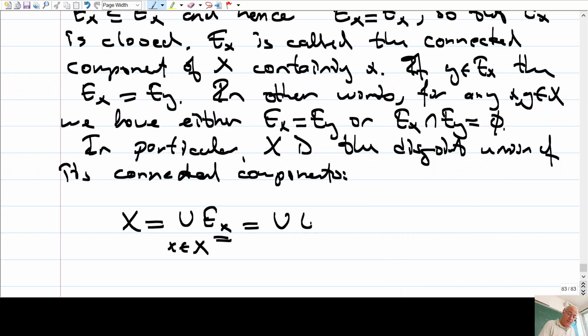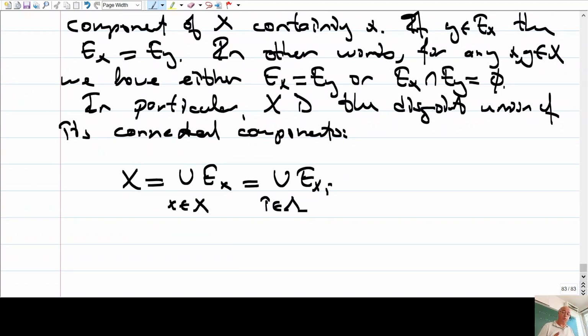So you have components like this. This is E_{x_i}, where i is in some index set, and the index set is chosen so that you have one i for each connected component. The important thing is that, well, actually, I'm not sure if it is that much important, but each E_x is closed.